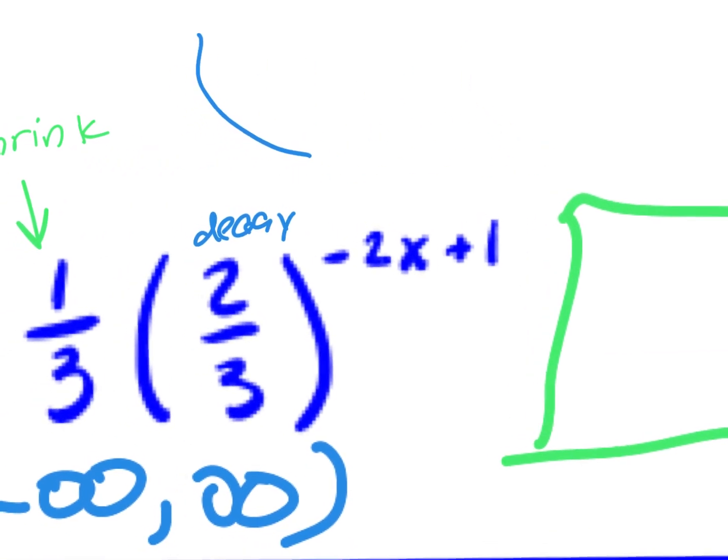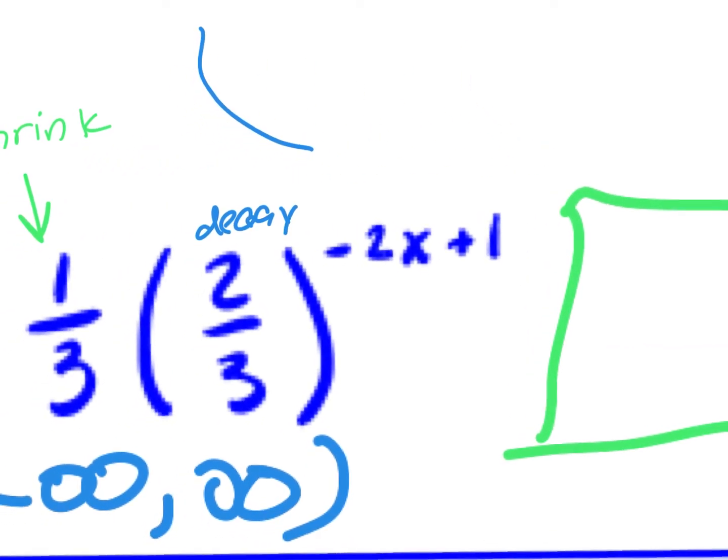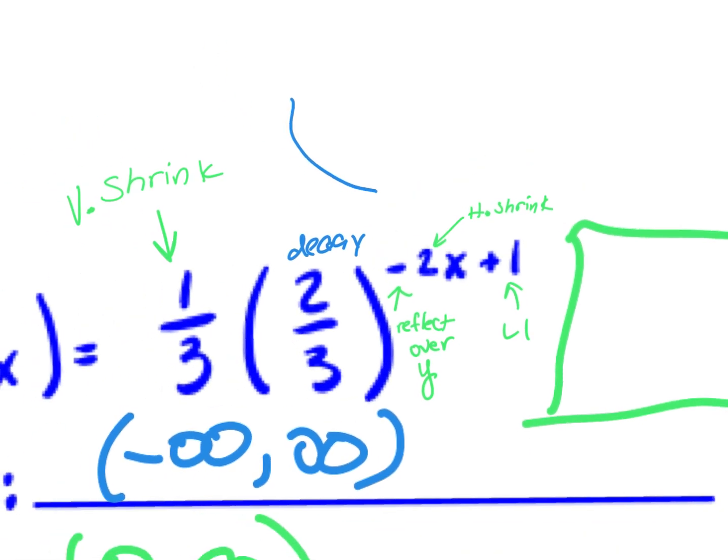Now, let's look inside the exponent. What does this negative inside the exponent mean? It means it's going to reflect. If it was out in front, it would reflect over x. If it's in the exponent, it reflects over what? The y. The y, good. What does this 2 mean? It's a horizontal shrink, right? It's the opposite of what you think. And then this is going to move it where? Left 1, good.